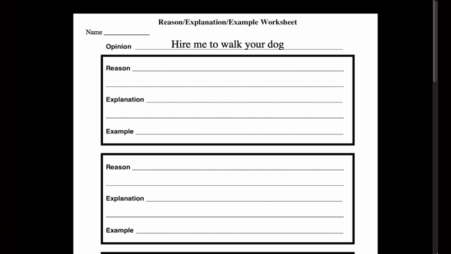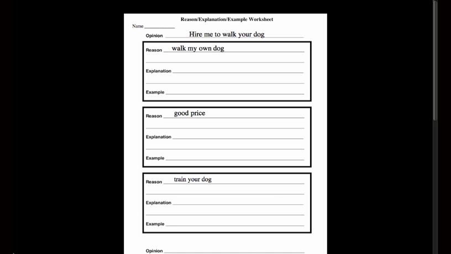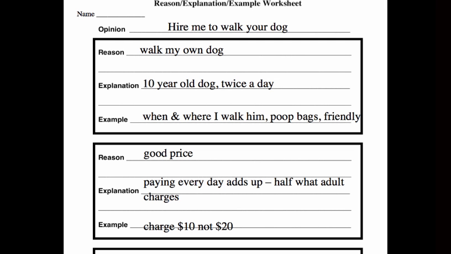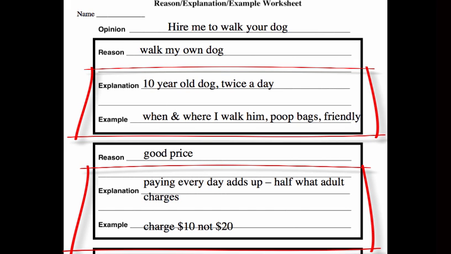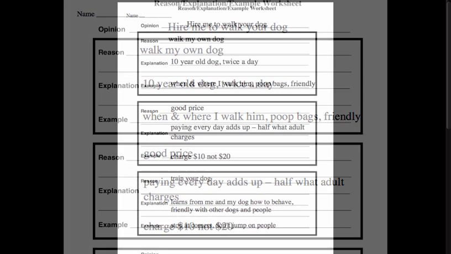Take a blank copy of our persuasive graphic organizer. On the line for opinion, write the job you want to be hired for. On each of the reason lines, write one of your reasons. Now write phrases for your explanations and examples on the lines below each of the reasons. Just write phrases that you will later turn into sentences. The phrases are reminders or placeholders.